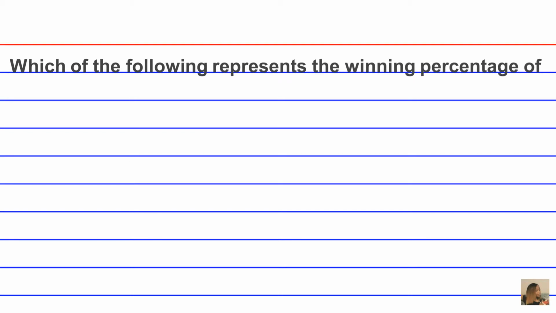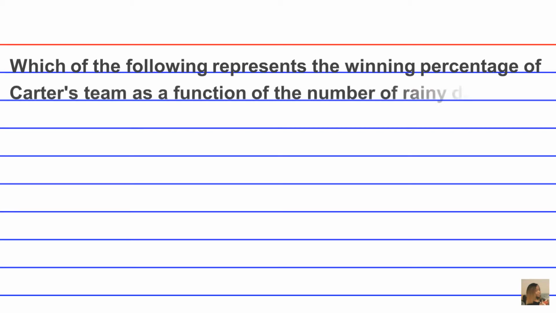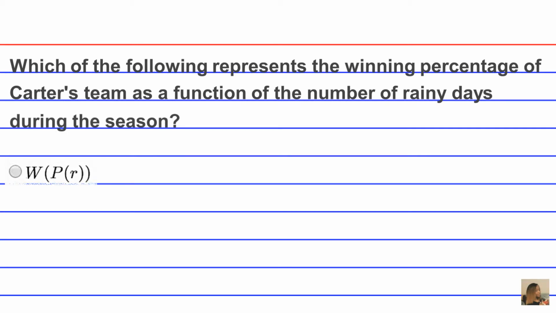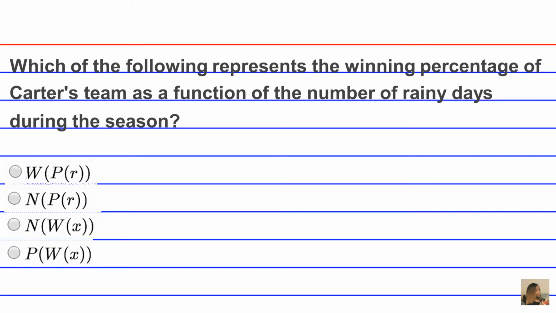So the question that we're going to answer is, which of the following represents the winning percentage of Carter's team as a function of the number of rainy days during the season? All right. Is it W of P of R? Is it N of P of R? Is it N of W of X? Or is it P of W of X?